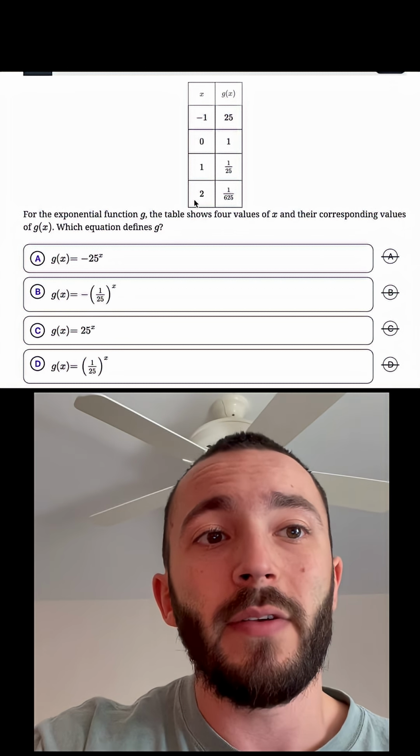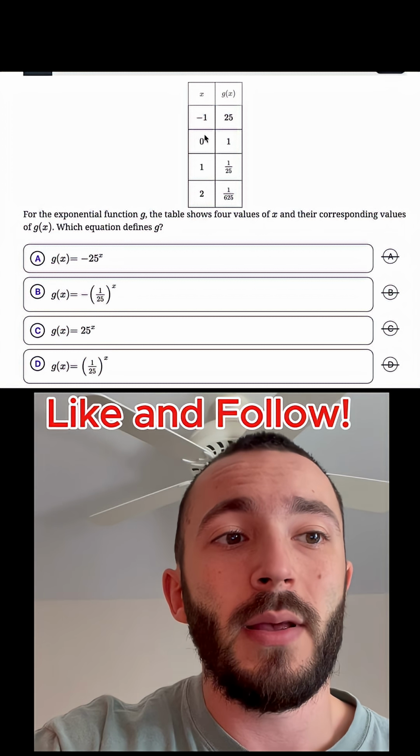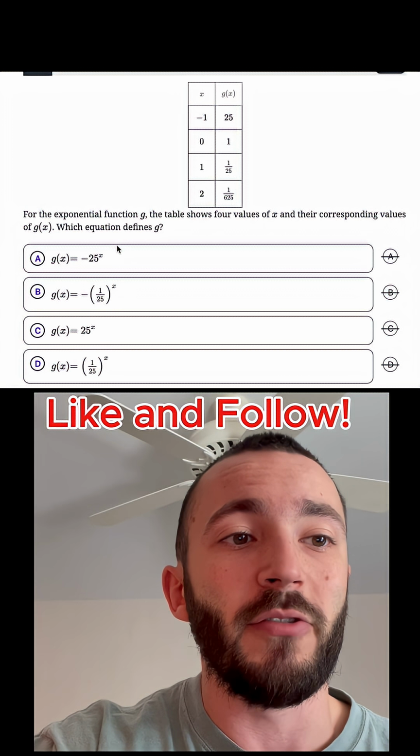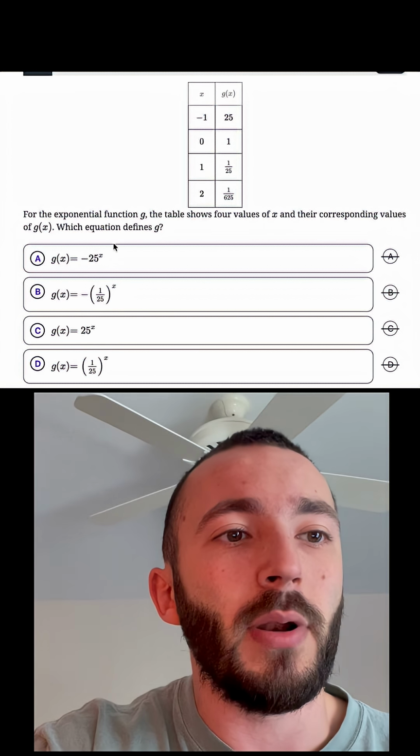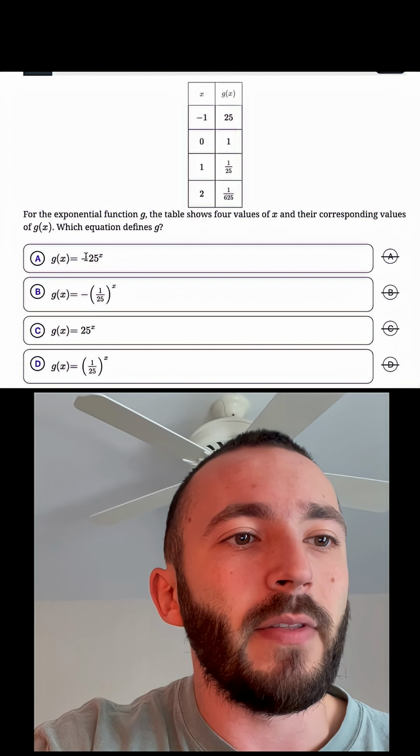So the way I would do this is I would just start with the 0 and plug it in and see which equations spit out a 1, because 0 is the easiest thing to plug in. So I'm going to try it. Negative 25 to the 0 is 1. That one passes the test.